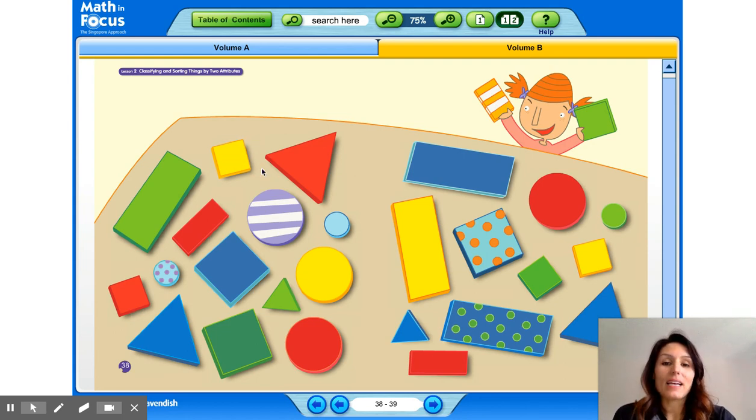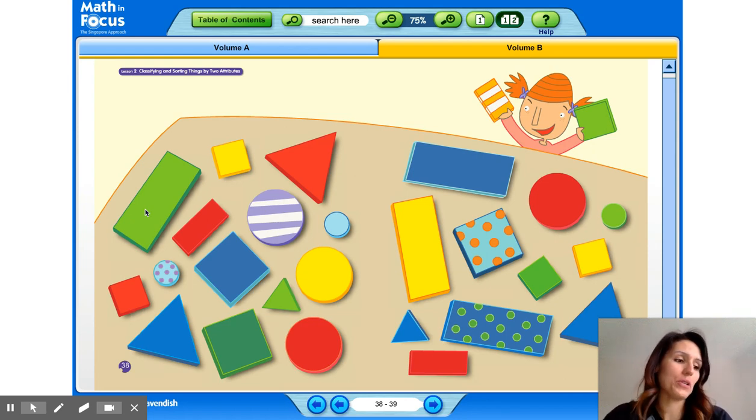Point to a block that is small and green. Great. You had a choice here you could have pointed to. We have a small and green circle. What if I pointed to this rectangle? Is it green? Yep. So that works. But is it small? No, this block is not small. So that would not have fit those two things that I was looking for.